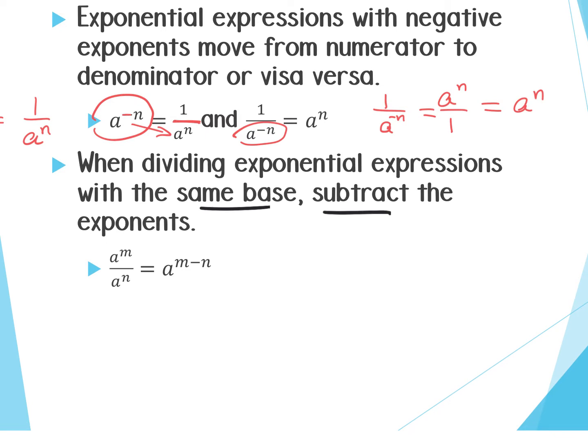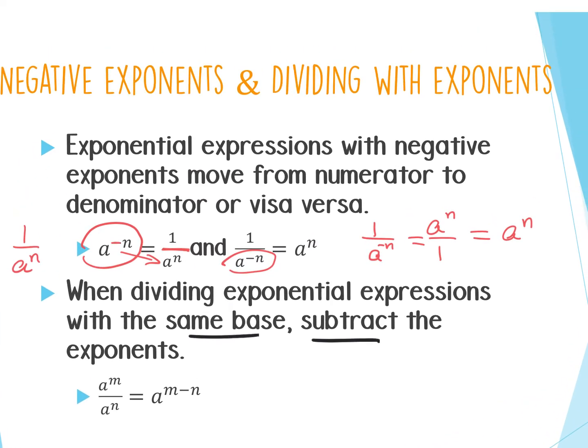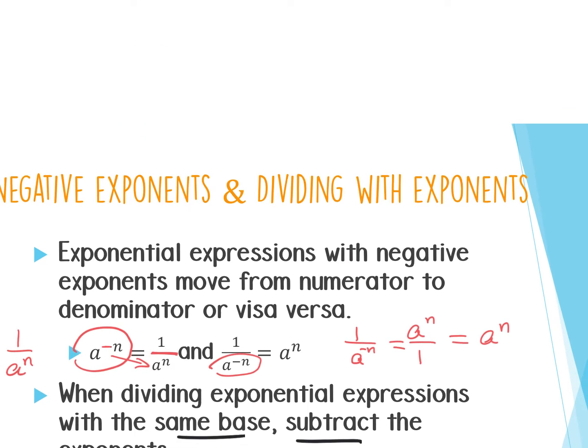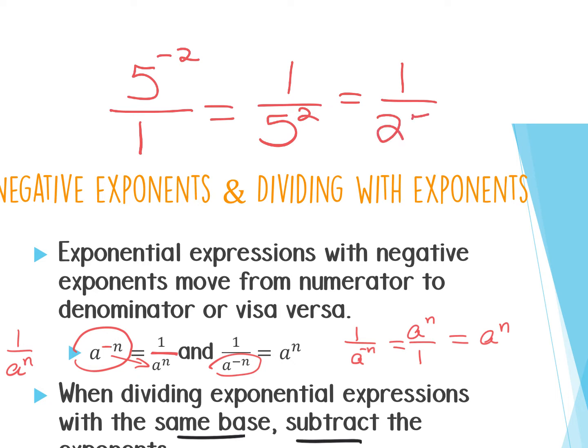So let's look at some examples with numbers. Let's say we have 5 to the negative 2 power, and I ask you to evaluate it. If you want to think reciprocal, we could add a 1 to the denominator, and then we flip it and make the power positive. And then if it asks you to simplify that, 5 squared becomes 1 over 25.